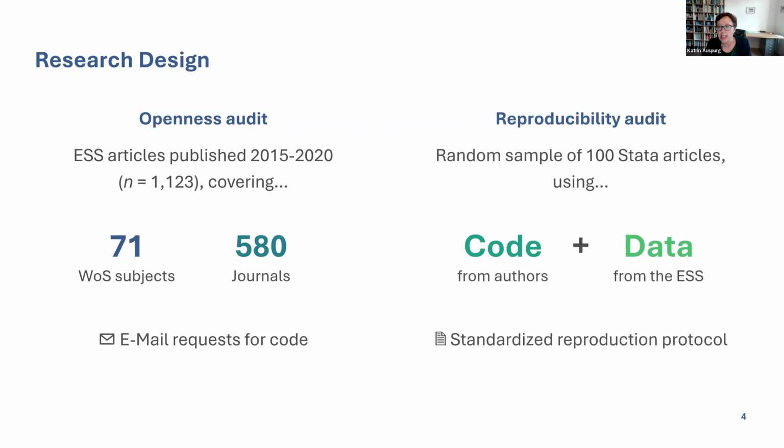And for our reproducibility audit, we randomly sampled 100 articles where we had data and code available and then tried to reproduce the findings of the authors using a very standardized reproduction protocol. In this protocol, we agreed to really try hard to reproduce the findings. So for instance, we tried to fix some code bugs, or we tried to identify the exact ESS wave when this was not clearly indicated in the code. So therefore, we might estimate a very conservative or maybe a little bit more optimistic reproducibility rate.